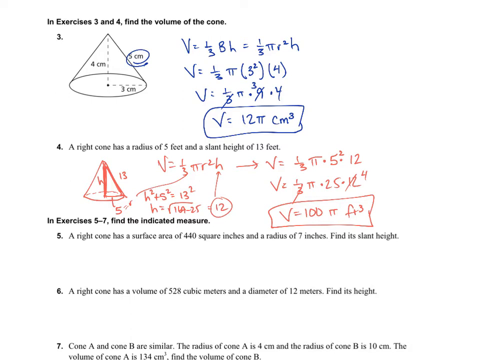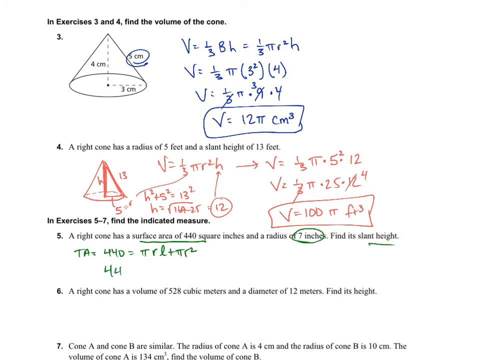Okay, so this time it says, a right cone has a surface area of 440 square inches and a radius of 7. Find its slant height. All right, so the surface area is 440. So remember, this is a total area, and that's 440, and that's equal to pi r L plus pi r squared. They tell me the radius is 7. I need to find the slant height.